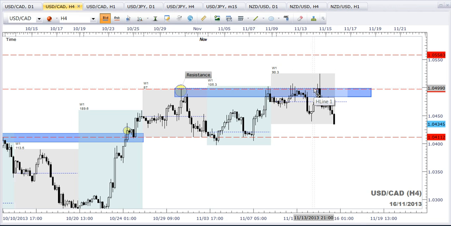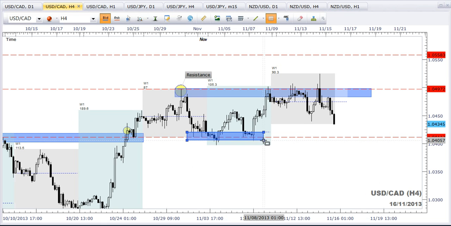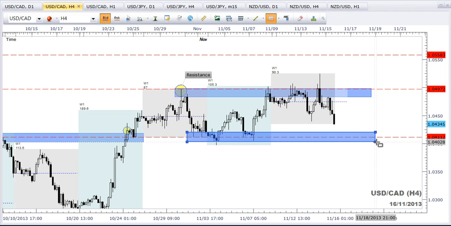It's going to come back down, which is what it did. And where will it likely come down to? In this region here that I identified earlier. And now that the week is complete, I can extend it and take it to about November 19th, around there, and then look for price to potentially come into this region.